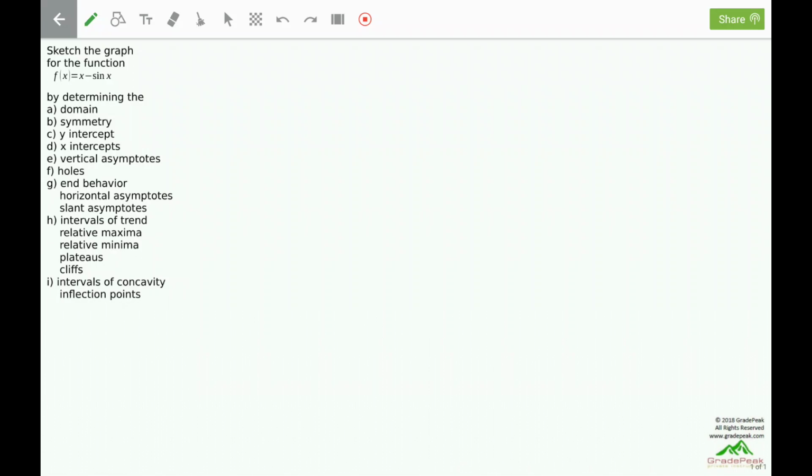Sketch the graph for the function f of x equals x minus sine x by determining the parts a through i. For part A, f of x equals x, a polynomial term. The domain will be all real numbers. Minus sine x, a trig function with no denominator. The domain will also be all real numbers. So the domain is collectively all real numbers, or negative infinity to positive infinity.